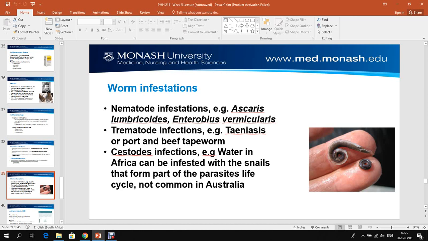Okay, so you can also have what we call trematode infection. These are various types of worms. Sometimes you have what we call beef tapeworm. Cestode infections usually are found in water and can infect snails, which form part of the parasitic life cycle. So if you have kids that like to play in water or small streams where there are a lot of snails, most likely they'll get such worms.